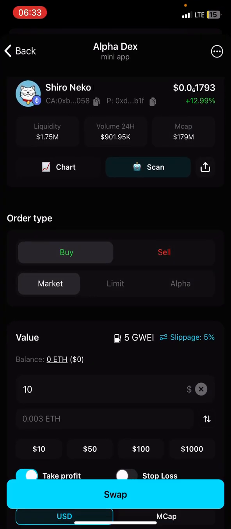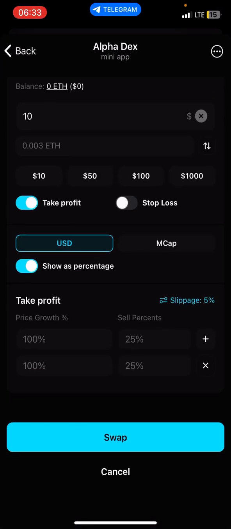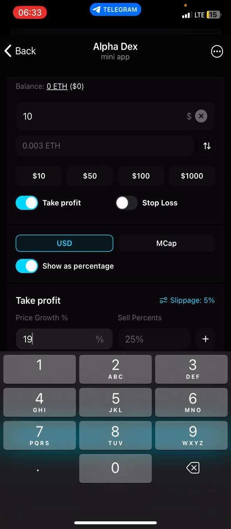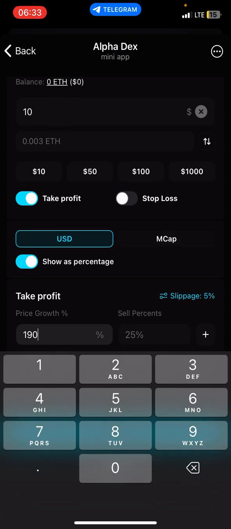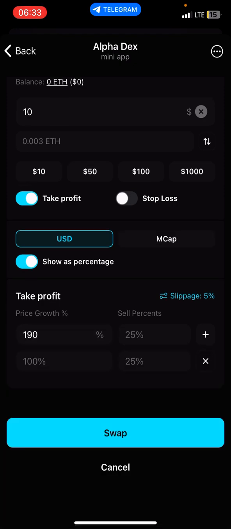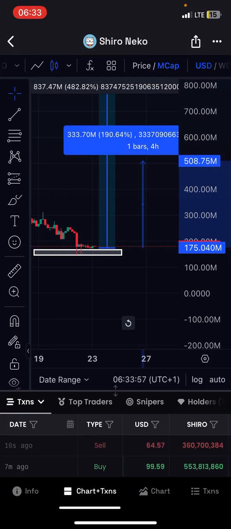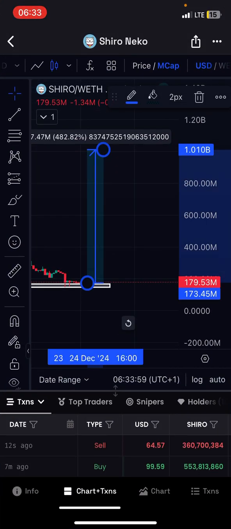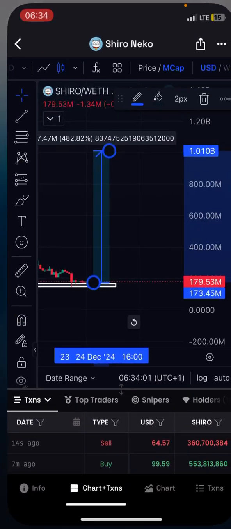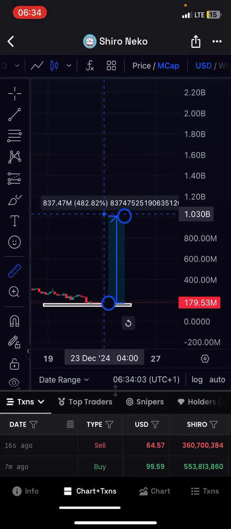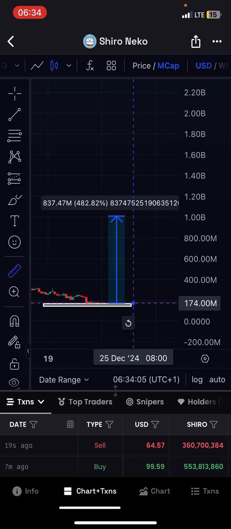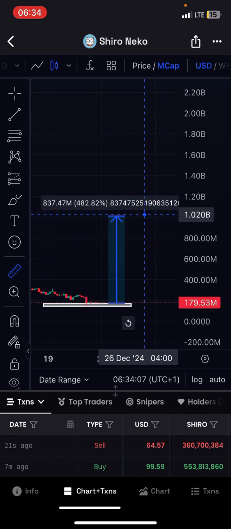So you place your TP1 at 190, and then your TP2, if we go back and check, the TP2 is 482%. If you look on here, you can still use this tool to do it, right? From the bottom down here all the way up to close to 1 billion.